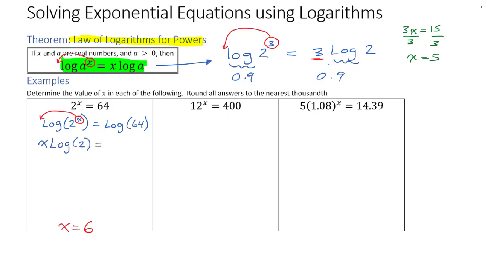Now we can do the same thing on the other side, but what exponent am I moving down here? Well, what's the exponent up here? Isn't it just an invisible 1, 64 to the power of 1? So really, I'd just be writing 1 times log of 64. So the 1 is kind of useless at this point. So basically, if we don't see an exponent, we don't have to bother bringing it down, okay?